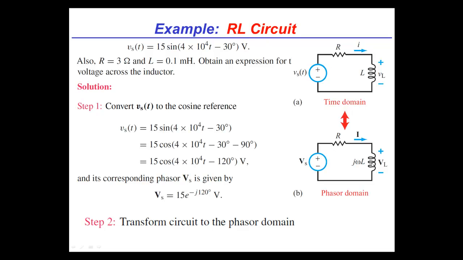R is just going to go to R. This is going to go to j omega L. Now, we can keep it in symbolic form for now, but if we need a number, we could do it right away, because we've got omega. We know what omega is. It's 4 times 10 to the 4. And then L is somewhere up here, 0.1 millihenry. So we could multiply all that together and have an actual number for omega L. And j, of course, is always j. It's the square root of minus 1.